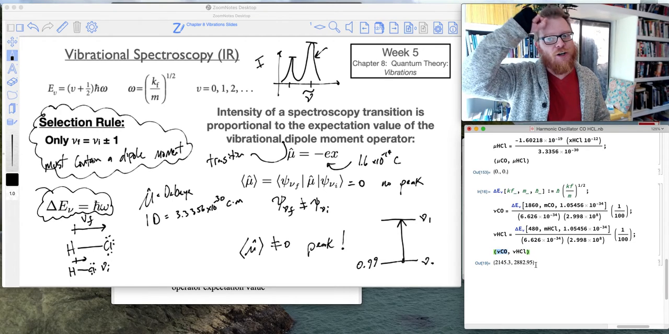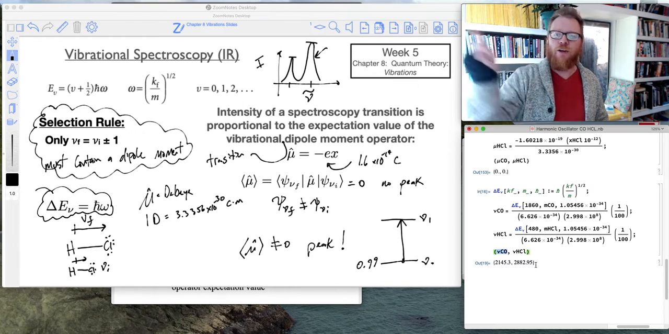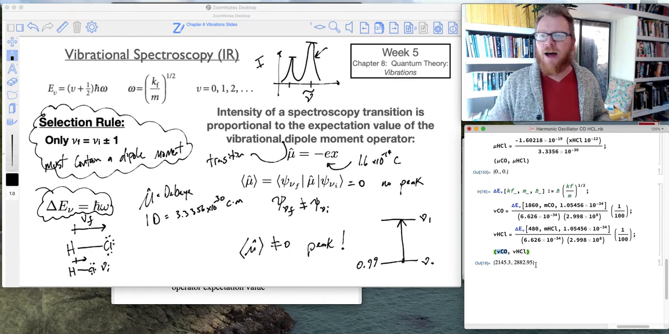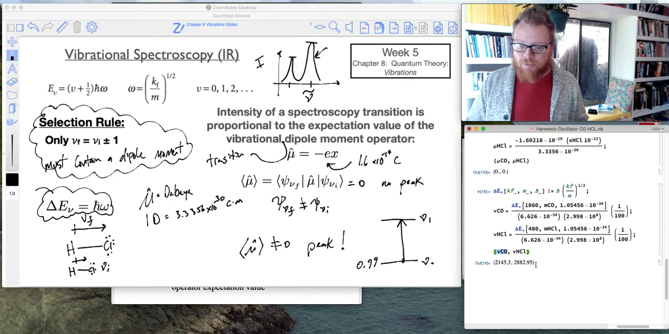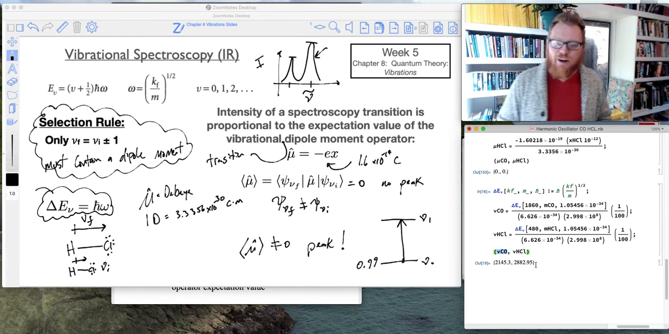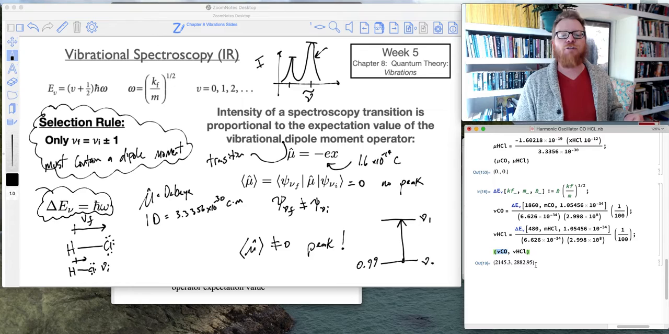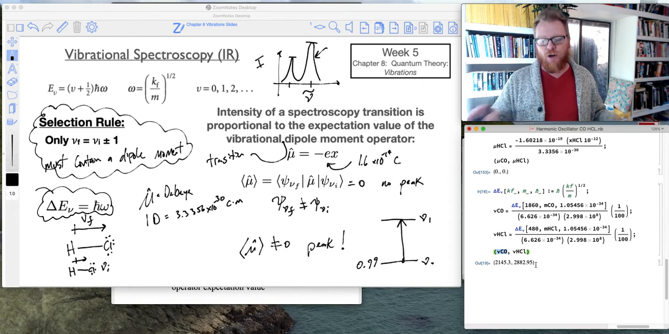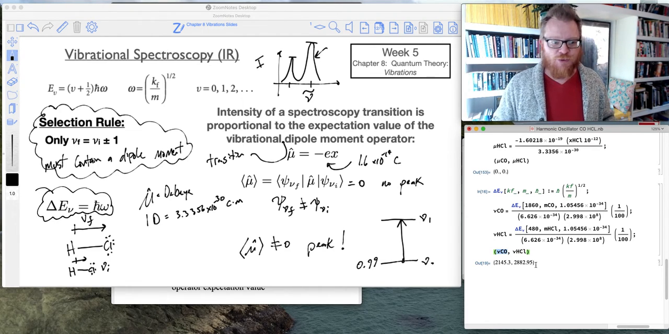Okay, so think back to your OChem days. Go back and look at your notes if you have to. You'll see that when you have a carbon triple bond, it occurs around 2100 wave number. When you have a hydrogen chlorine bond, it occurs around 2900 wave number. A hydrogen oxygen bond occurs around 3300 wave number or so.